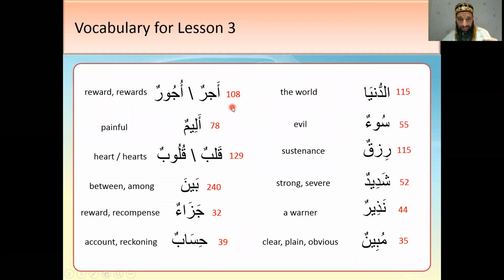Okay, new words. Ajrun, ujurun. Just remember one. If you can't remember the other, just remember one. Ajrun, look, there's a broken plural, ujurun. Ajrun means reward. May Allah give you ajr. We used that already, yeah? 108 times.